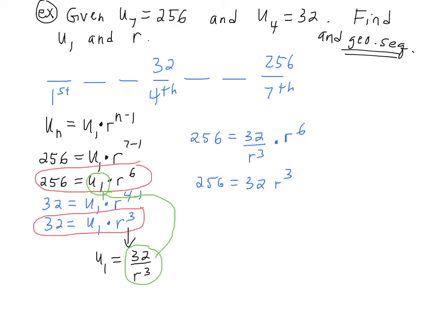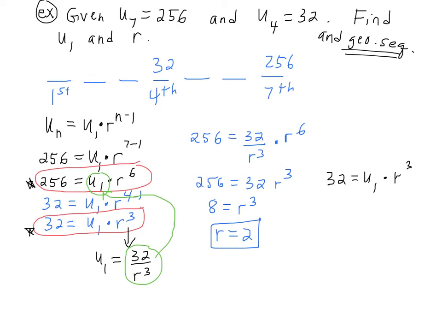And then if you divide over your 32, you're going to end up getting 8 equals r cubed. And so that means that r would be 2. So there is our common ratio. Now we need to find our first term. So we're going to plug into either one of these equations that we started with. How about we go with the 32 equals u sub 1 times r to the 3rd.